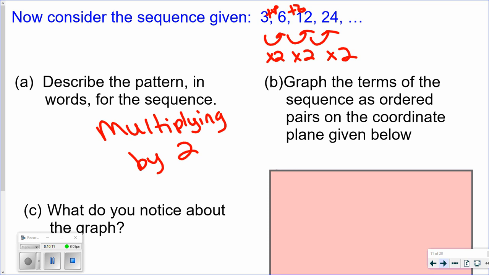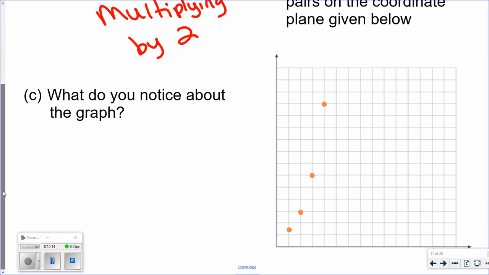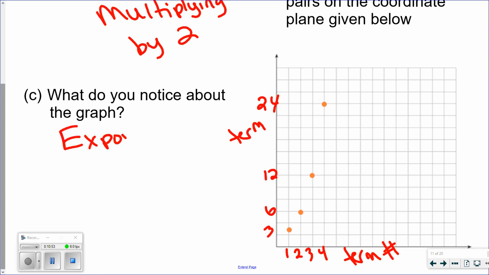So if I graph this, which is graphed on your paper for you, this is the term number: the first term, the second term, the third term, and the fourth term. And this is the actual term. Our terms here were 3, 6, 12, 24. What do you notice about the graph here? Well, is that a straight line? If you try and connect those points, it's not going to be straight. It's going to have somewhat of a curve. So to me, this looks exponential. This type of sequence we call a geometric sequence.